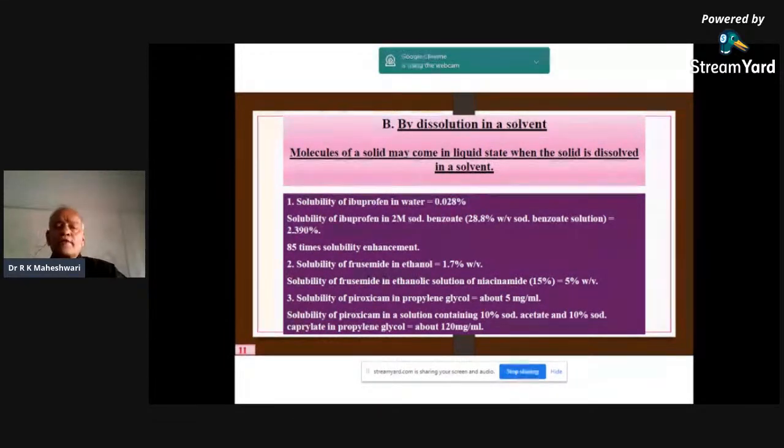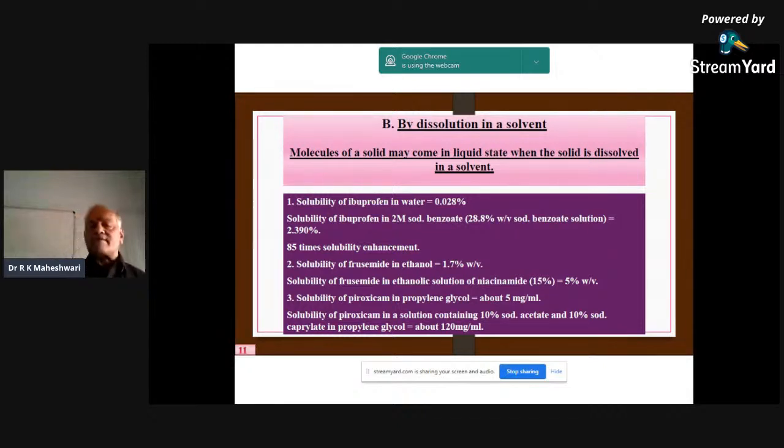Now another example, solubility of furosemide in ethanol. Here we are discussing another solvent, ethanol. The solubility of furosemide in ethanol is about 1.7% weight by volume, means it is sparingly soluble. Now, the solubility of furosemide in an ethanolic solution of 15% weight by volume niacinamide is about 5%, about 3 times solubility enhancement.